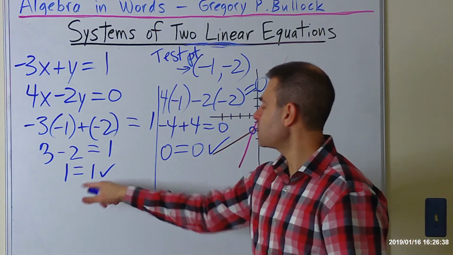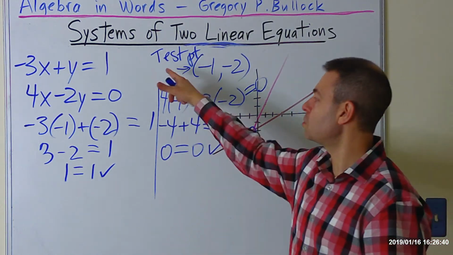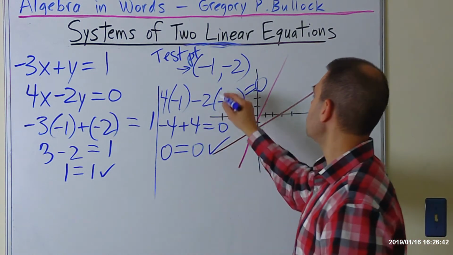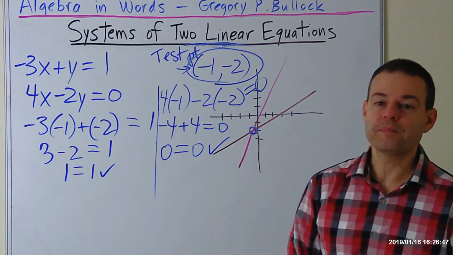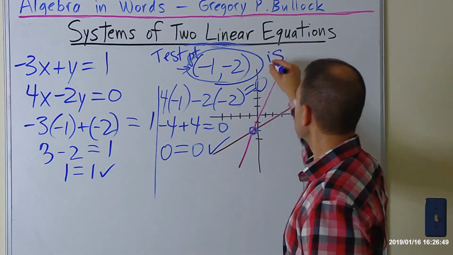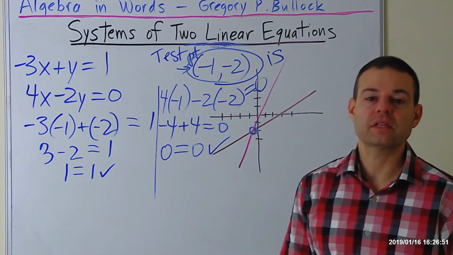And since the left side equals the right side for both, when we substituted the test point in, that tells us that this point, the point that we thought was the point, is the solution. So circle that, and that tells us that that is the solution.